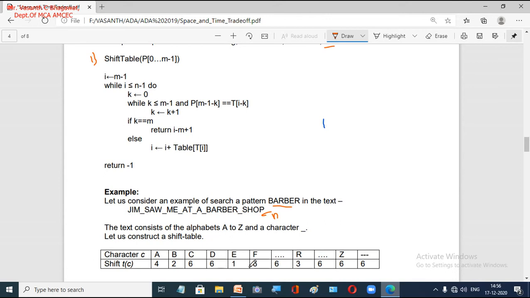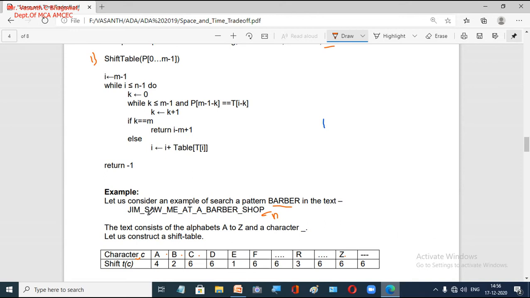Now this is your shift table. Clear? What does the shift table consist of? In the first row, it consists of characters. You are going to have all the characters A, B, C till Z. All these are capital letters. If you have small letters, you will have small letters also. Any special symbols, those symbols also.